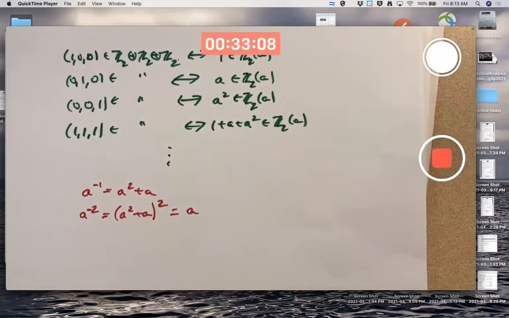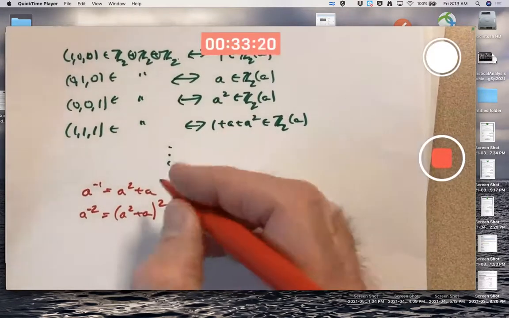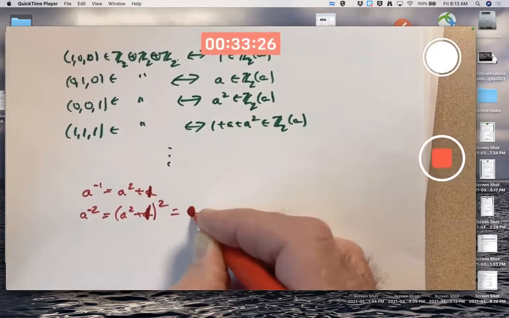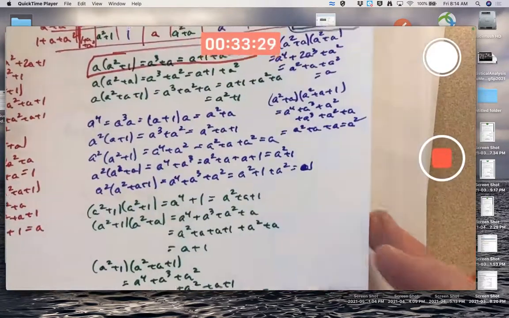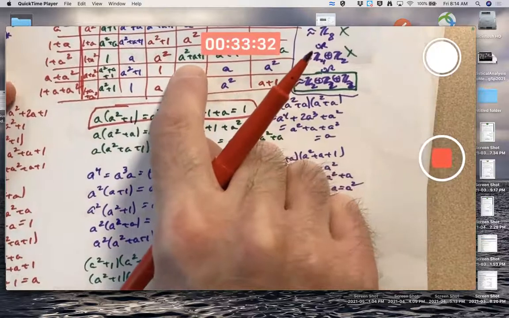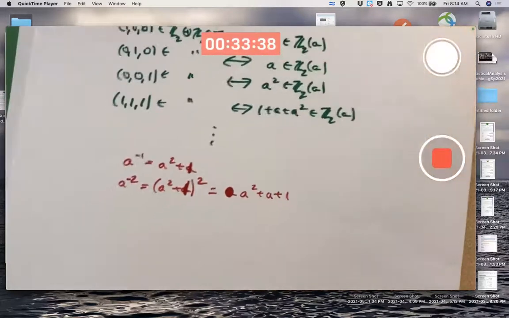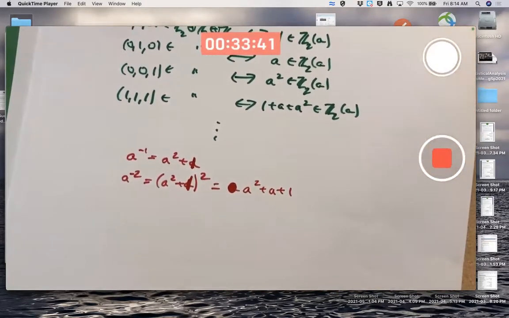Does that make sense? Oops, I did make a mistake. I thought something seemed funny there. This should be a squared plus 1. A squared plus 1, squared is a squared plus a plus 1. A to the negative 2 equaling a didn't make sense because then a cubed would be 1, and we know that's not true.